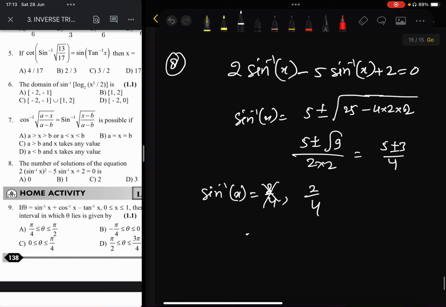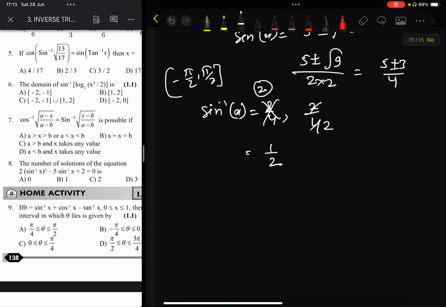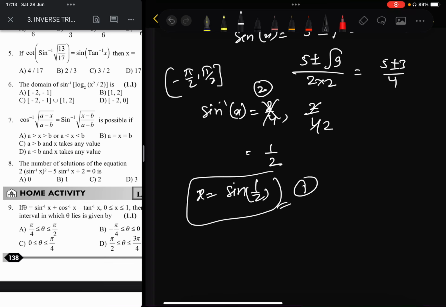So the first value is not possible, because here we are getting 2, and sine inverse lies only from minus pi by 2 to pi by 2. So this is rejected, but here we are getting 1 by 2. Sine inverse x is equal to 1 by 2. So this is possible. For this one we will get x as sine of 1 by 2. So there is one value. So the number of solutions is 1 for this equation.